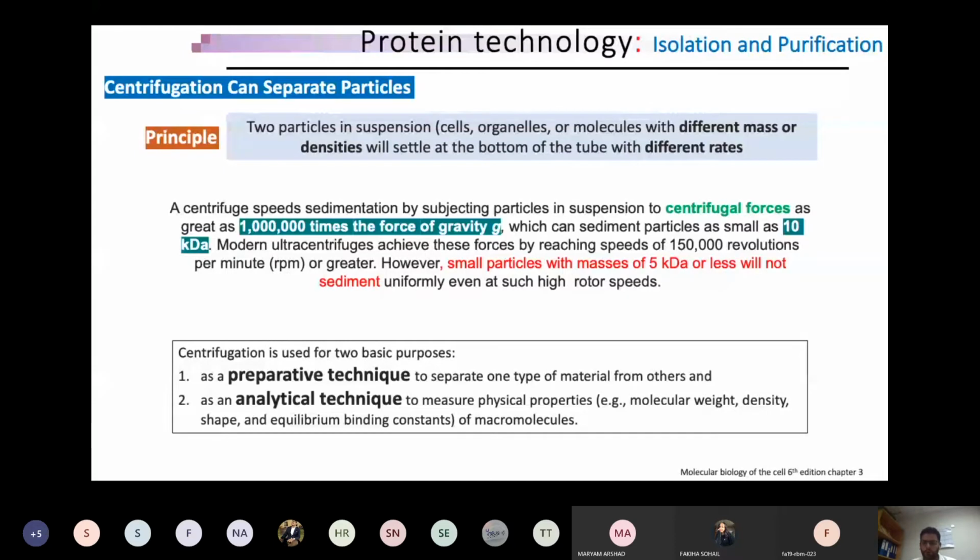So what do we do normally? We take your sample, whatever that sample is. You have a protein, not only proteins. Of course, it's a sample of cellular extracts, which will also contain some DNA, some RNA, some carbohydrates, some proteins.